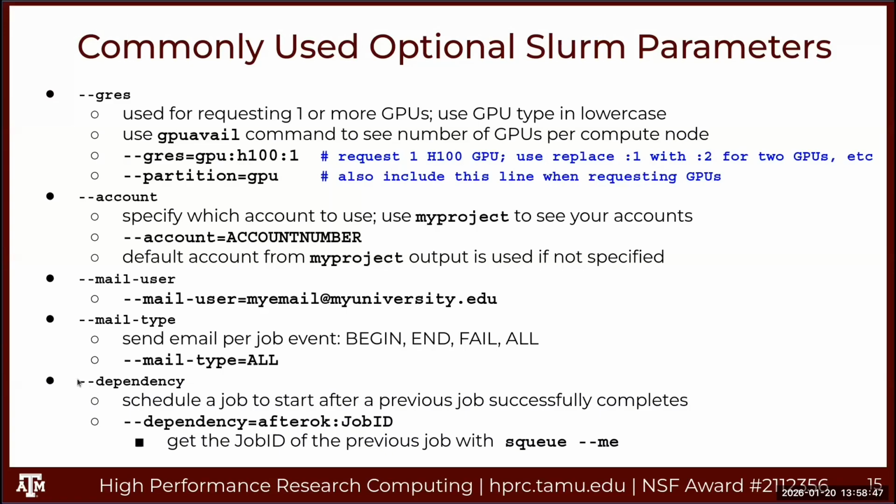You may have a couple of jobs. You may want to run one job and not schedule the second job until the first job is complete and runs properly. You can do it this way: dependency equals afterok, and then you input the job ID of the first job you submitted. You can get the job ID by running the squeue command with --me. And we'll go over that later too.